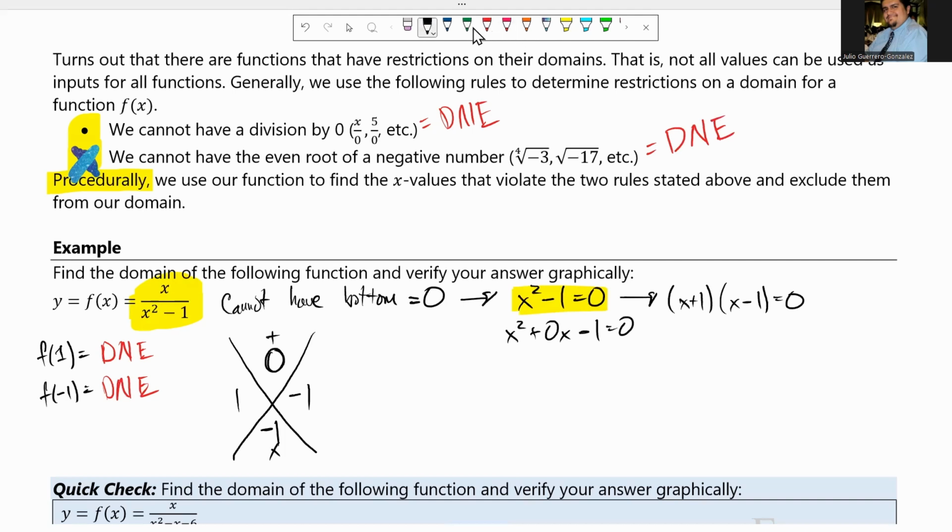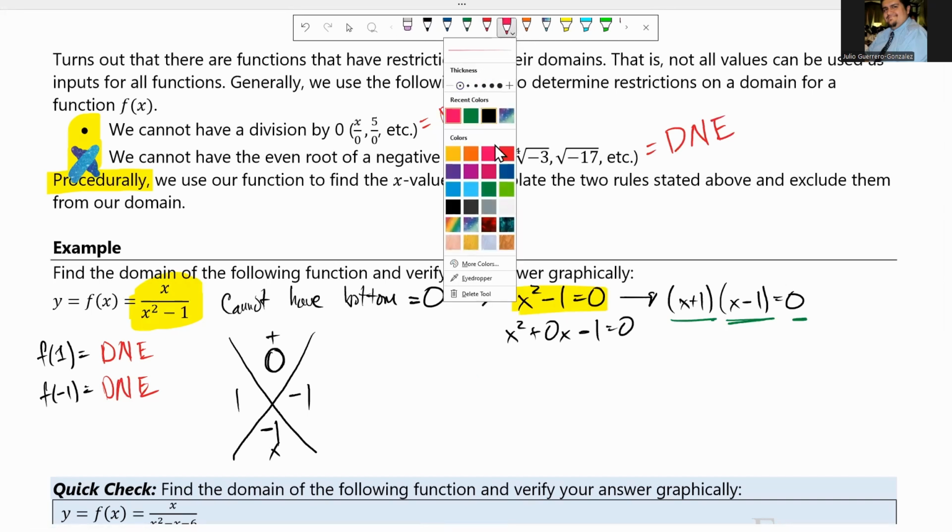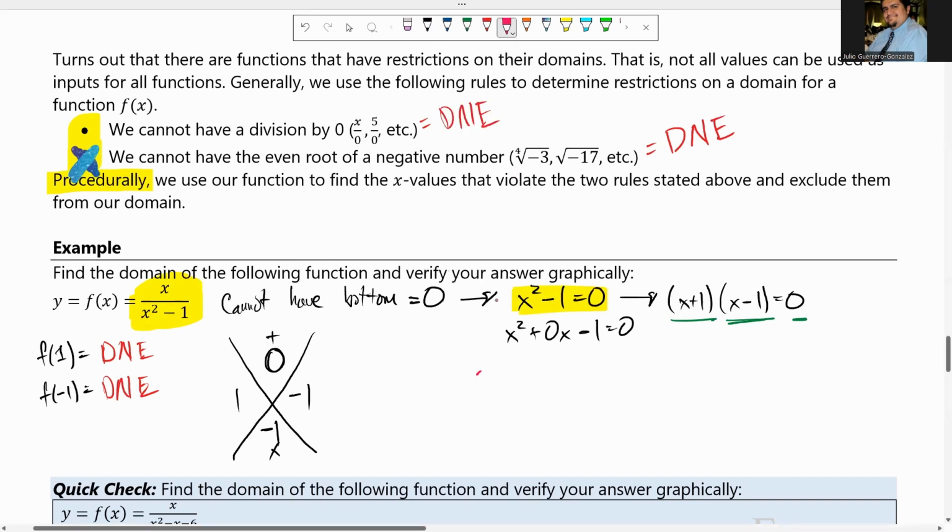Now, what I want everybody to look at is this. We have something times something equals 0. So we have this going on. We have an A, I need to tone down that thickness right there. There we go. A times B is equal to 0.